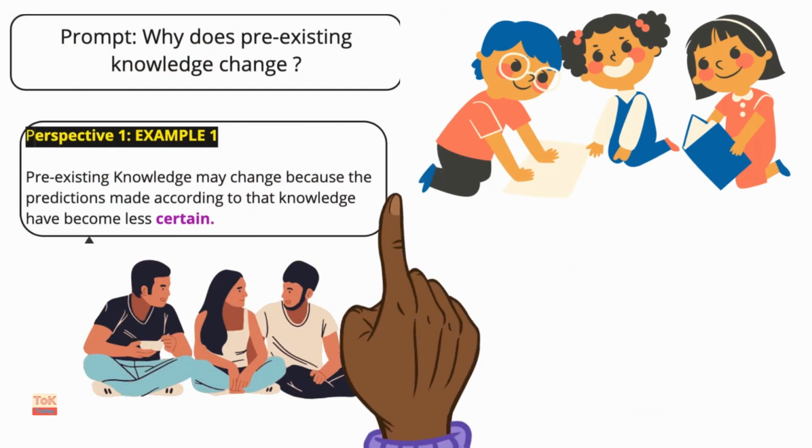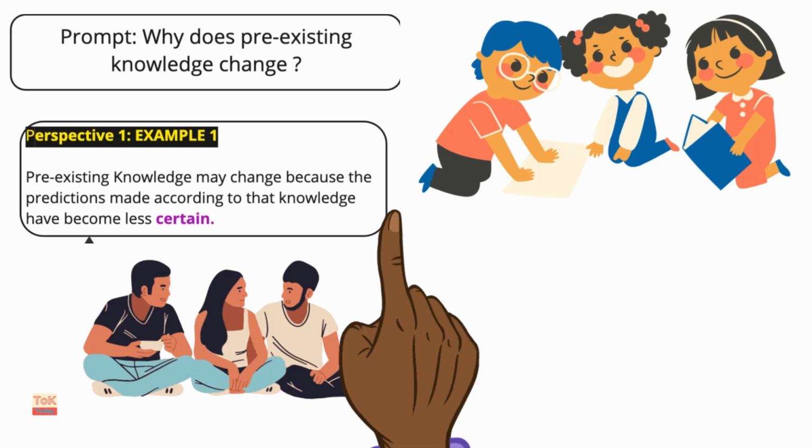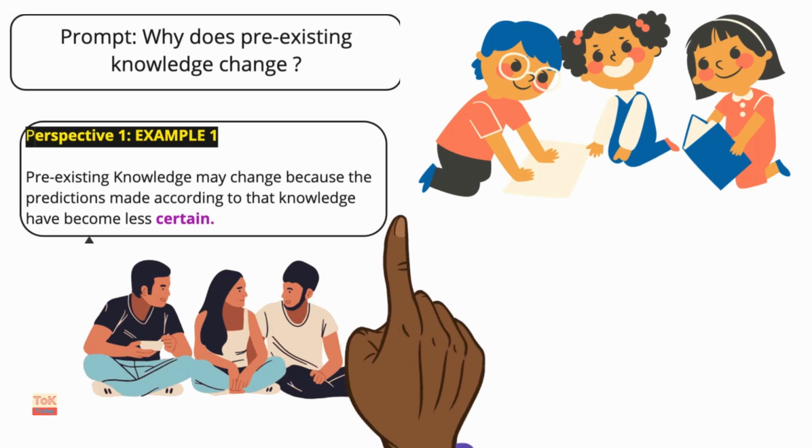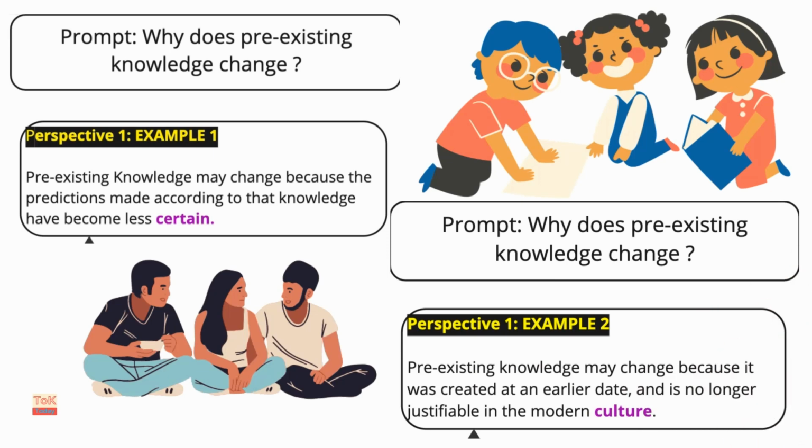The first being that the pre-existing knowledge may change because the predictions made according to that knowledge have become less certain. The top concept here being certainty. The second being that the pre-existing knowledge may change because it was created at an earlier date and is no longer justifiable in modern culture. The top concept here being justification.